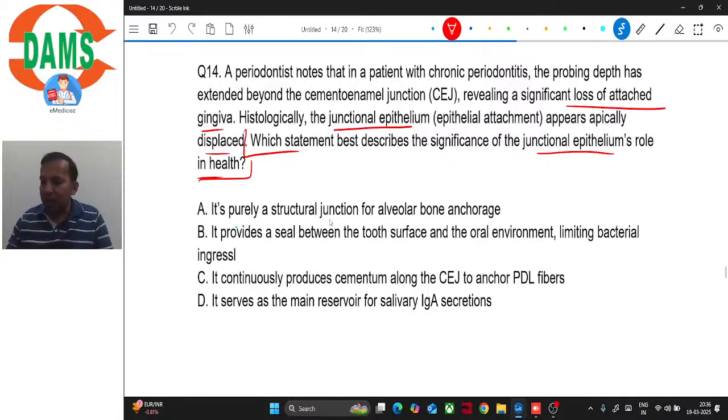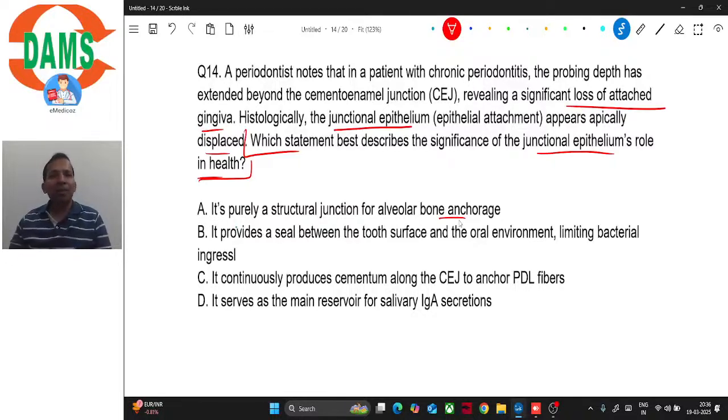It is purely a structural junction for alveolar bone anchorage. So junctional epithelium does not anchor the bone, isn't it? It provides a seal between the tooth surface and the oral environment, limiting bacterial ingress. It continuously produces cementum. Cementum is produced by cementoblasts. It serves as the main reservoir for salivary secretion. So that would be done by the salivary glands, not by the junctional epithelium. So what is the correct answer?